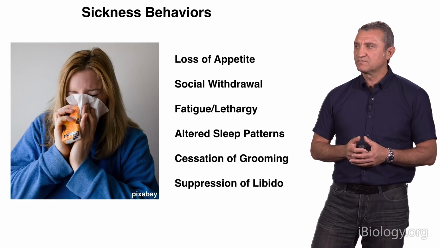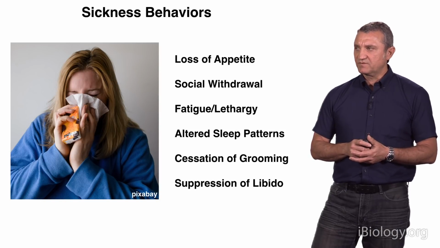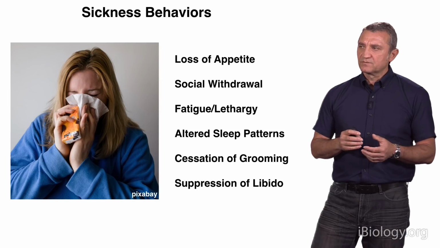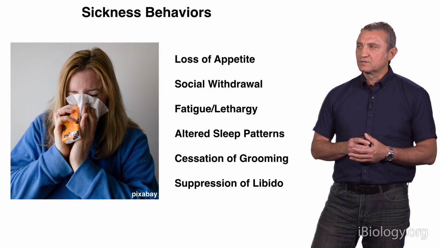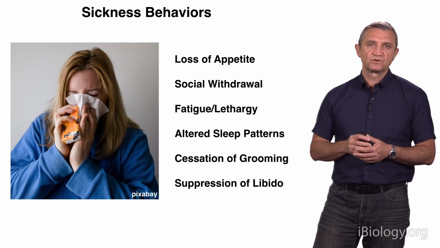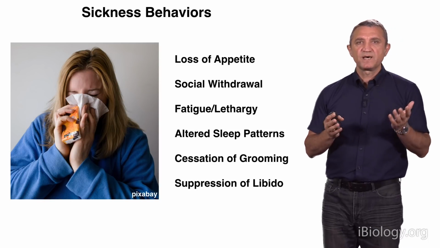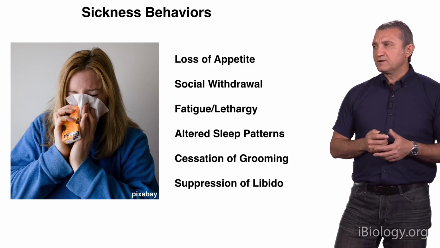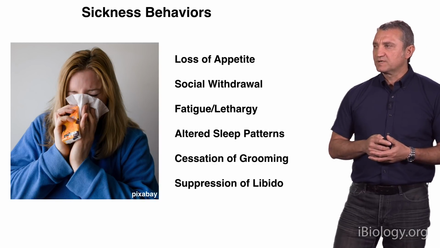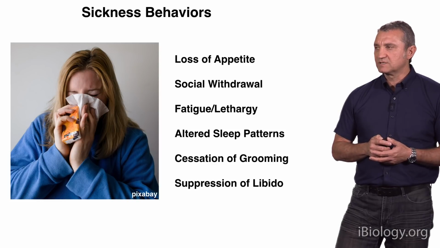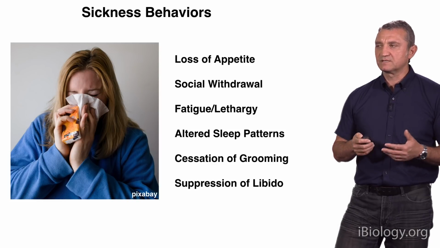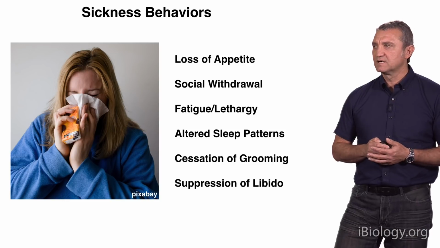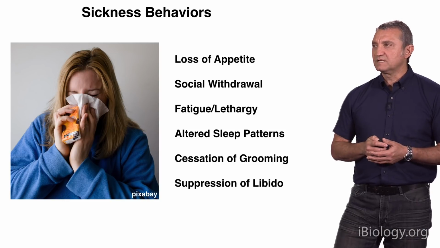What's been known for a long time is that during acute illness, humans and other animals experience what's known as sickness behaviors. These are stereotypical responses that include loss of appetite, social withdrawal, fatigue, altered sleep patterns, cessation of grooming, and suppression of libido. Why they all happen and why there's this particular combination of behaviors is not very clear, but it's clear that they occur in all animals studied. They've even been observed in insects.